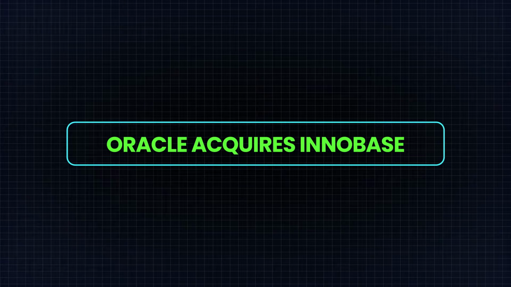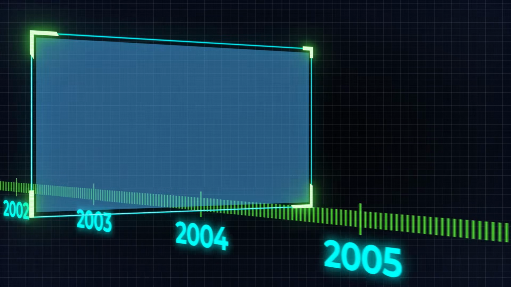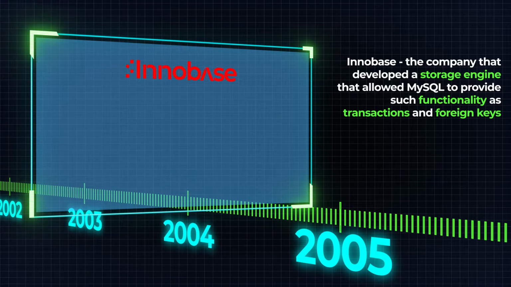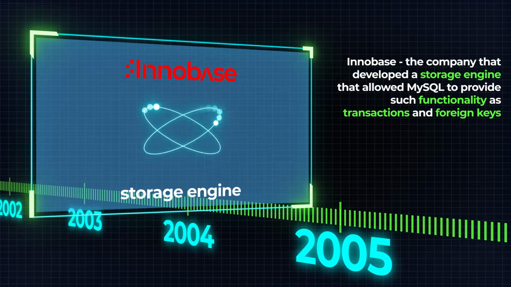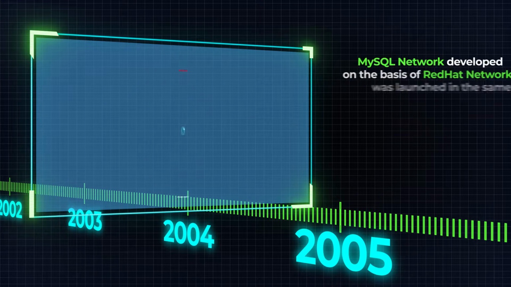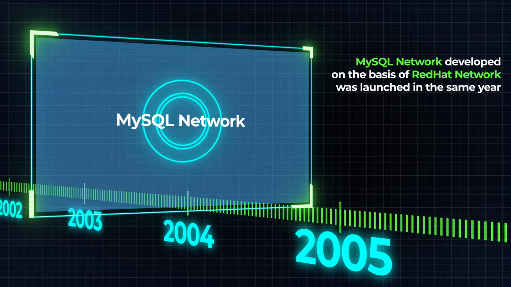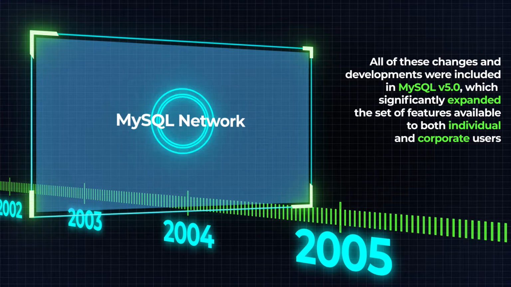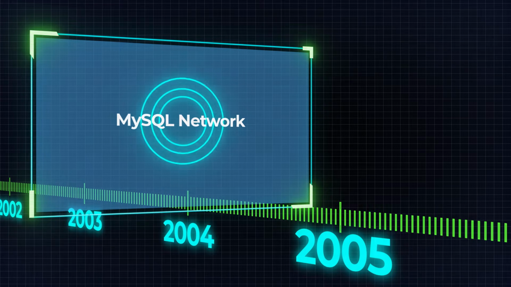Oracle acquires Innobase. In 2005, Oracle acquired Innobase, the company that developed a storage engine that allowed MySQL to provide such functionality as transactions and foreign keys. MySQL Network, developed on the basis of Red Hat Network, was launched in the same year. All of these changes and developments were included in MySQL version 5.0, which significantly expanded the set of features available to both individual and corporate users.